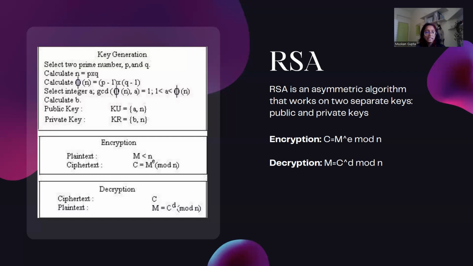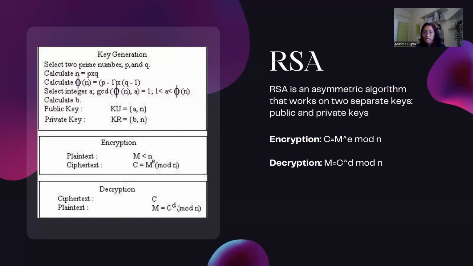Next, a number E is chosen that is relatively prime to phi of n, which is (P minus 1) into (Q minus 1). This number E is used as the public key, and the number D is used as the private key. D is calculated using the modular inverse of E mod (P minus 1)(Q minus 1).